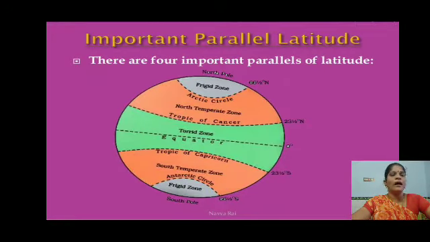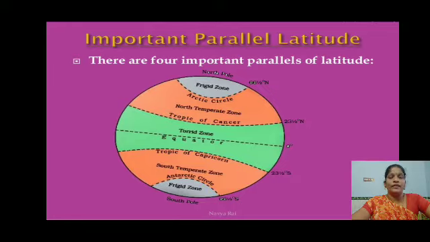Important parallels and latitudes. Dear children, in the northern hemisphere, there are 90 latitude lines present. And in the southern hemisphere, the same 90 latitudes are present. So totally how many latitudes? 180 latitudes. Okay. So how many latitudes are there in the globe?